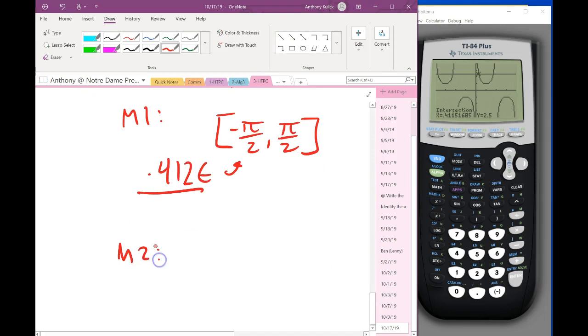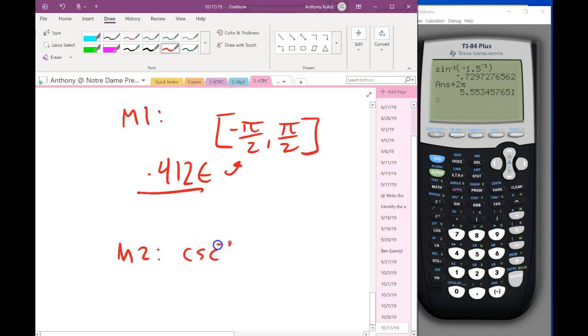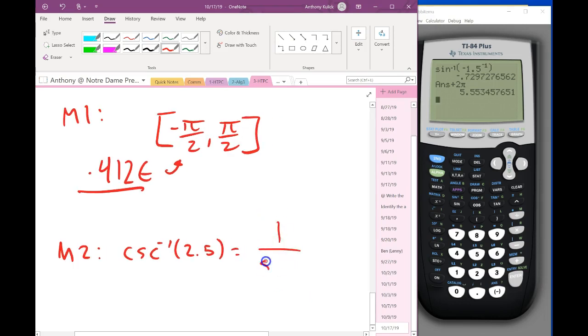So our second method, again, we're still going to need to use our calculator, but I'm not going to use the graphing function to do this. What is cosecant inverse? And what would it be related to sine inverse? Can I just do this? If cosecant is 1 over sine, can I just write that? Let's try it.